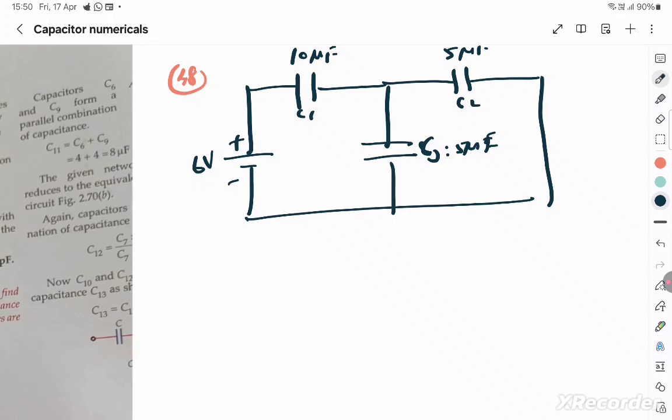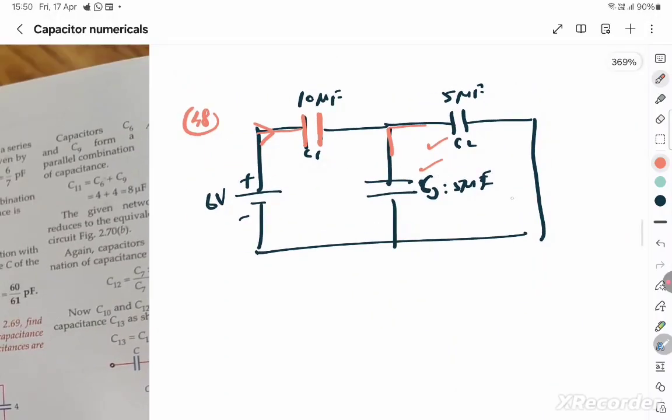Okay, what are they asking? Find the charges on each capacitor. Okay, we know that this is the main capacitor, and these are just getting split up. So the total charge will flow through here. Let's find the equivalent capacitance. This and this are definitely in parallel, so it's 10, and this 10 microfarad is going to be in series with this 10, and so it will become 5 microfarad.